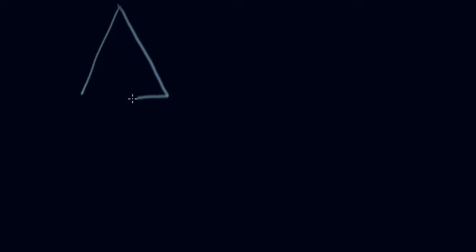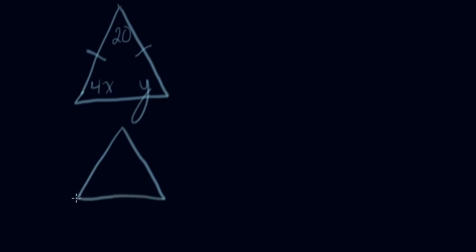Let's start off nice and easy. Let's just say that we have an isosceles triangle here. And I'll say this is 20 degrees, this is 4x, and this is y. When you see this, a lot of kids think that 4x and y are different. Well, you know by isosceles triangles that those are actually the same. So I'm just going to redo this and say this is 20, this is 4x, and this is also 4x because it's an isosceles triangle.